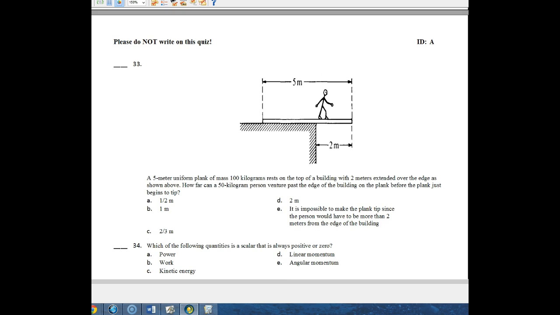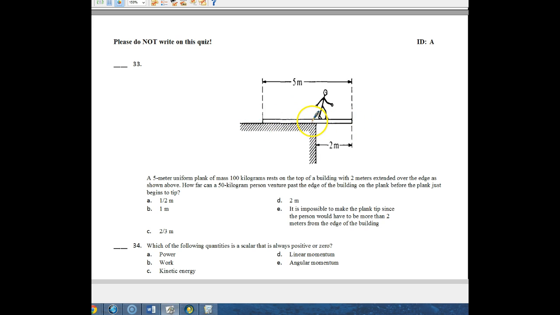So for number 33, we have a 5-meter plank that has a mass of 100 kilograms, and it rests on top of a building with 2 meters extended over the edge. How far can this 50-kilogram person venture past the edge of the building just before that plank begins to tip? So at this point, it's a uniform plank, 5 meters long.